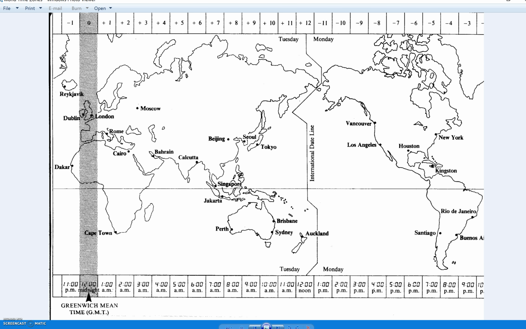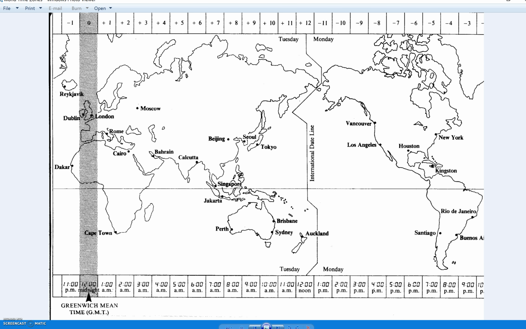Down at the bottom you can see there's an arrow pointing up saying if it's 12 midnight here at Greenwich Mean Time, that is 0 hours. So all the time zones in the world are related back to this place in the world, Greenwich, which is near London, remember? So Greenwich Mean Time, that's where it starts. And you can see as you go further across the world to the right, the numbers are going up.